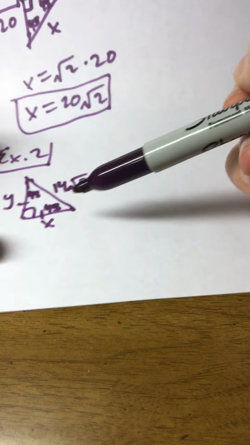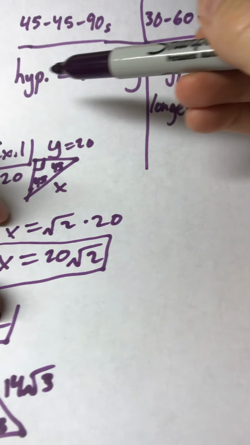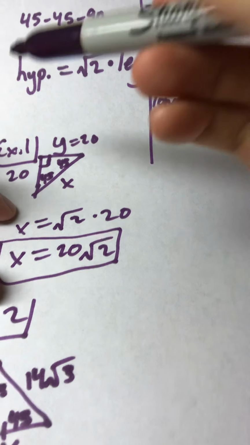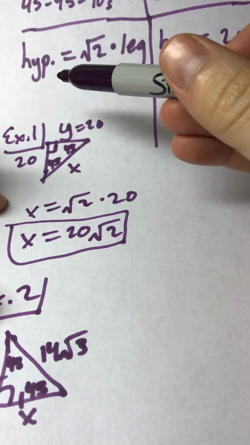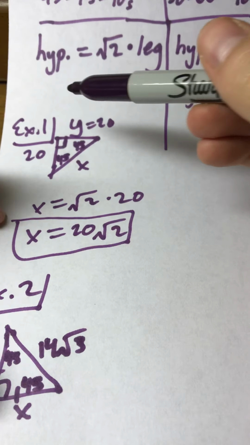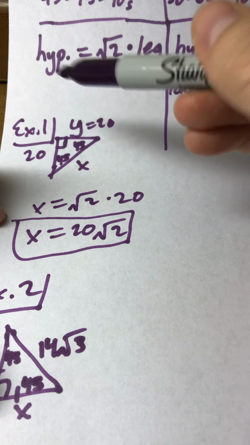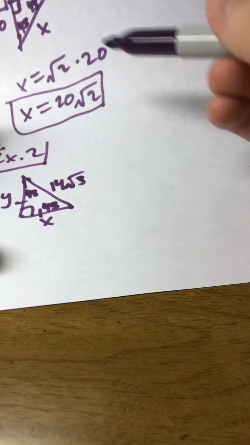So instead of actually plugging in a number here, since we're looking for the leg, we're just going to plug it in there. In the first one, we knew the leg that we used to find the hypotenuse. But in the second one, we know the hypotenuse that we're going to plug in here to find the leg. It's just backwards. If you know one, plug it in to find the other. There's only one of two options really.